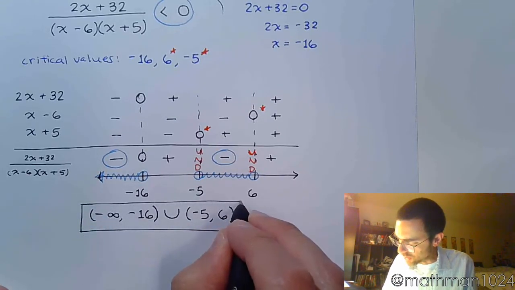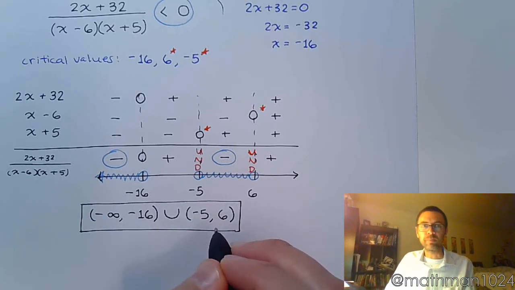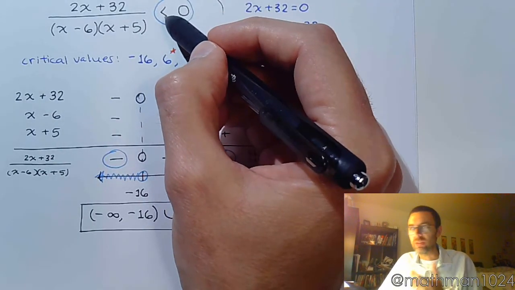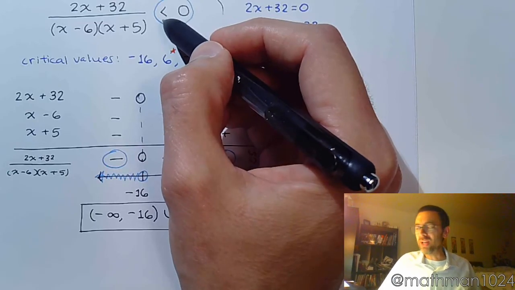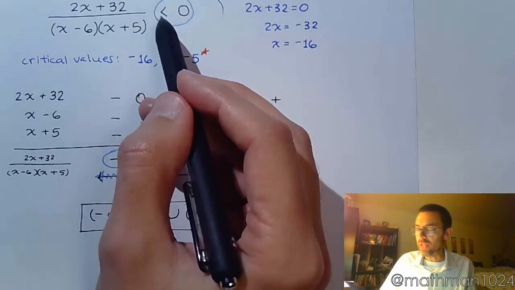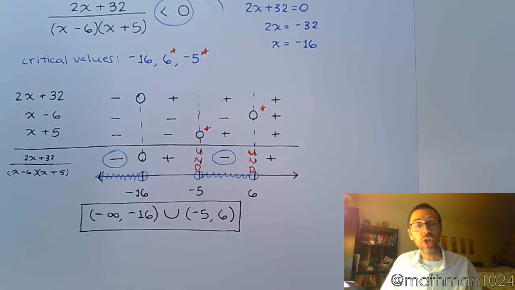As we've mentioned before, the sign chart doesn't change because of this part right here. So whether this were less than, greater than, or equal to, any of that, you would still have the same sign pattern at the end. But since it's less than, we're looking specifically for those regions where it's negative.